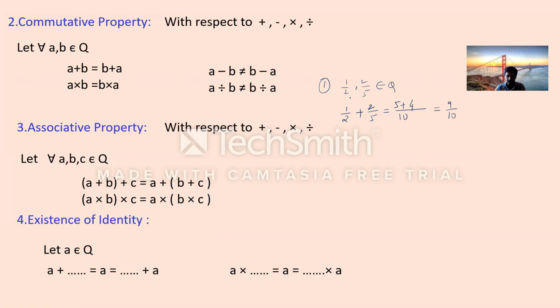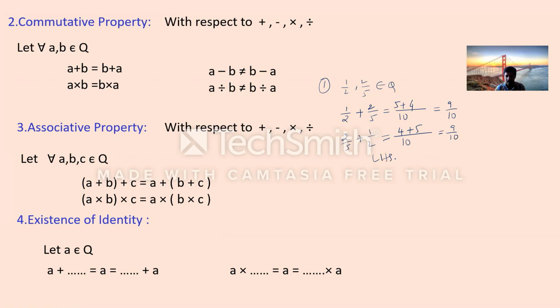Now we will change the order. So 2/5 plus 1/2. Now the LCM is same. We will get in the beginning 4 and next we will get 5, which is 9/10.